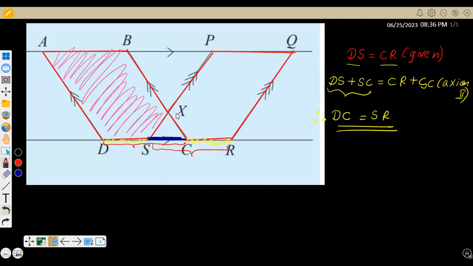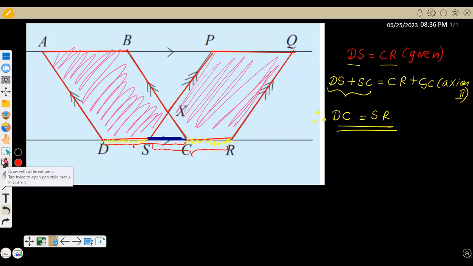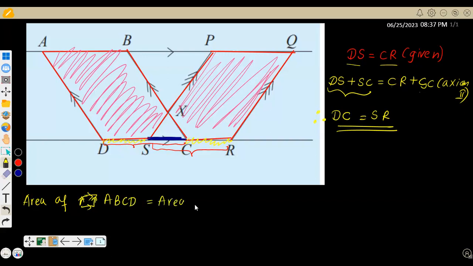Now you should be able to prove this one. Area of these two pentagons are equal to each other. How do we show this? We can say that area of parallelogram ABCD is equals to area of parallelogram what?